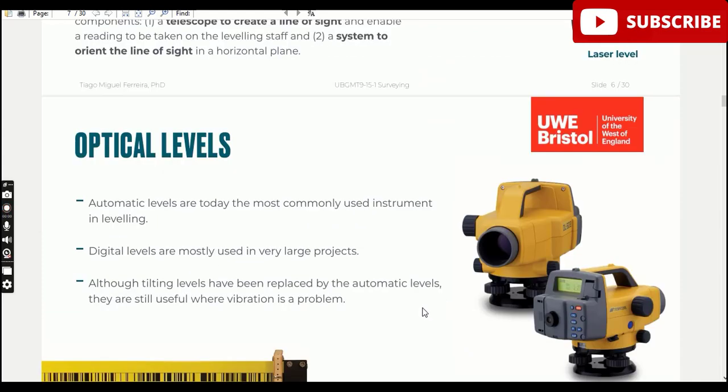We can see something more about optic levels. Automatic levels are today the most commonly used, as I discussed before. Digital levels are mostly used in very large projects. And although tilting levels have been replaced by the automatic level, they are still useful where vibration is a problem.